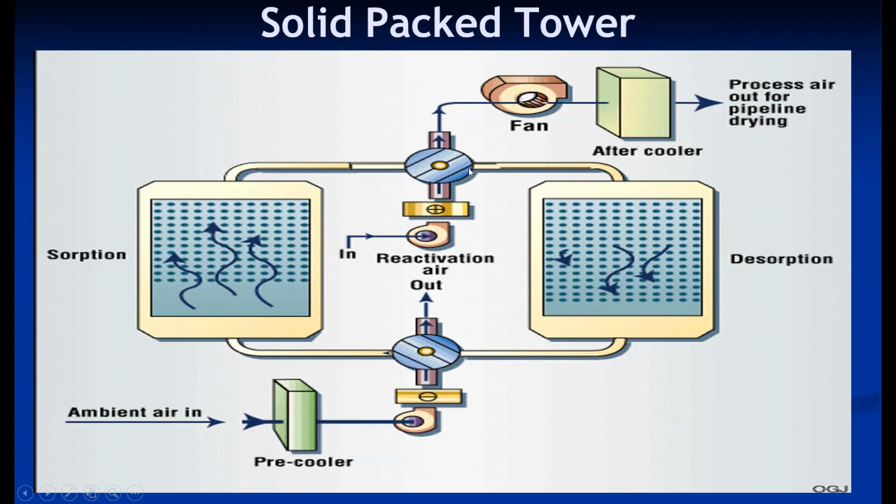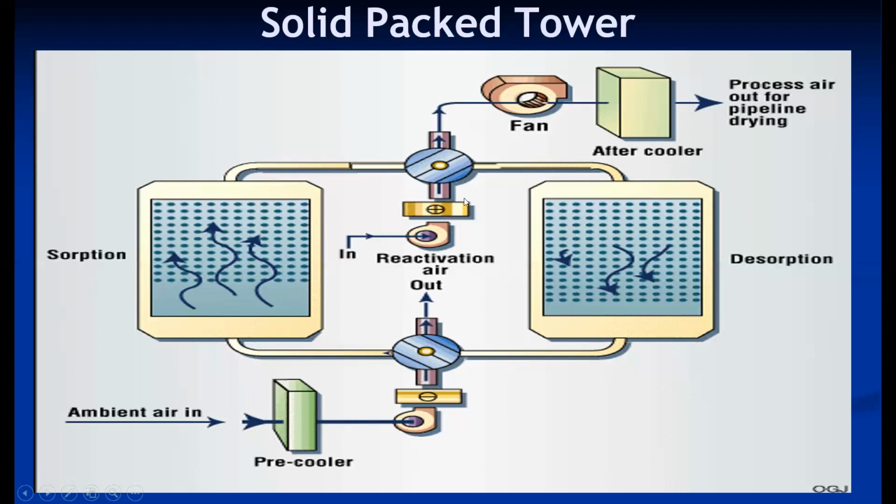So it is produced. Simultaneously the reactivation air is made to flow through the second tower. This tower already has moisture content in it. Because the heater is used, this hot air takes away this moisture content, and it is exhausted out. Then in the next cycle, because this is already filled with moisture content, the reverse happens. The ambient air is made to flow through this tower where the sorption takes place, and then that air is used for the processing.